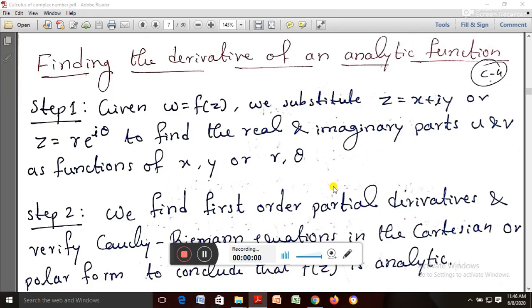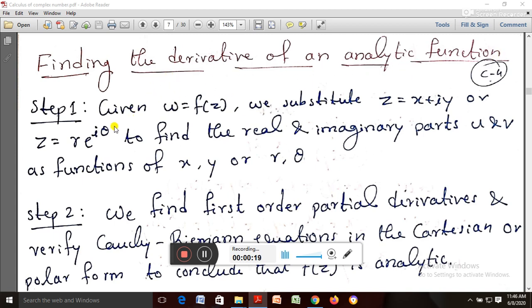Dear student, in this video we learn the examples on finding the derivative of an analytic function. In the previous video we learned the Cauchy-Riemann equations in Cartesian and polar form. By using that statement we solve the examples on finding the derivative of an analytic function.